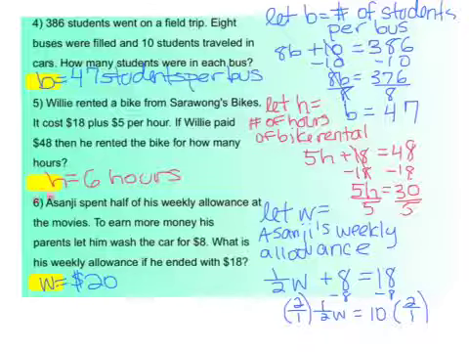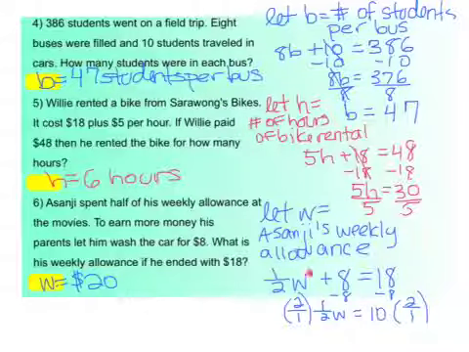Finally, in number 6, Asanji spent half of his weekly allowance at the movies. To earn more money, his parents let him wash the car for $8. What is his weekly allowance if he ended with $18? So we're going to let W equal his weekly allowance. He spent half of it, so you can either do 1/2 of W, so multiply, or you could do W divided by 2. Either one would be fine here.